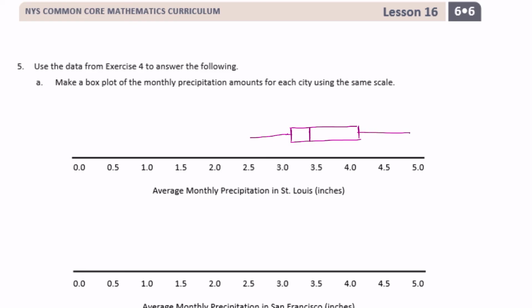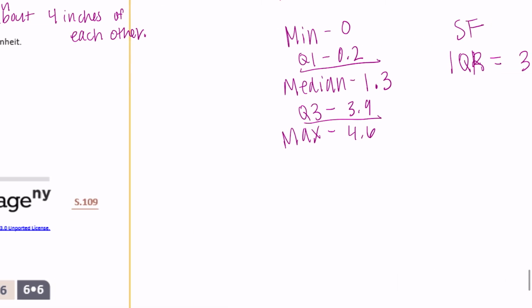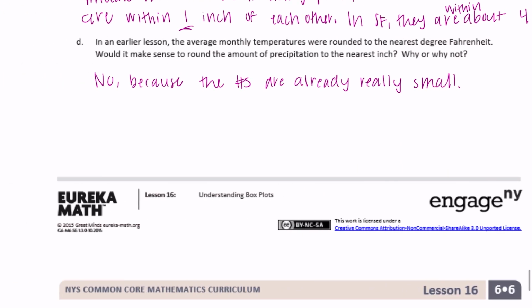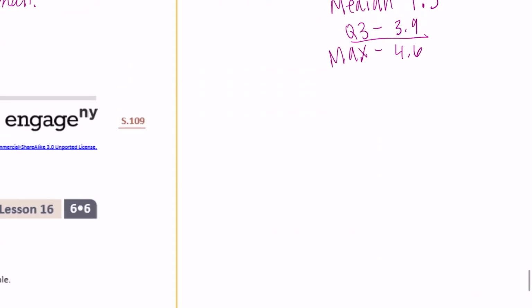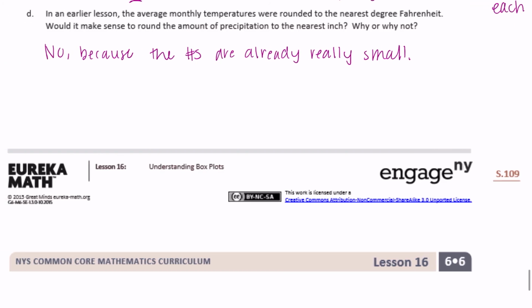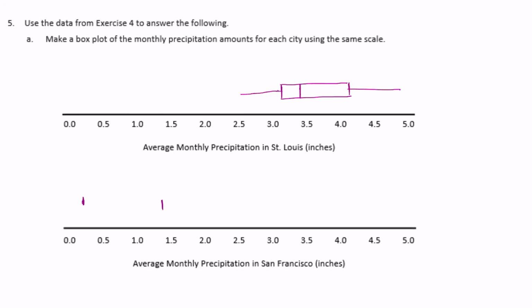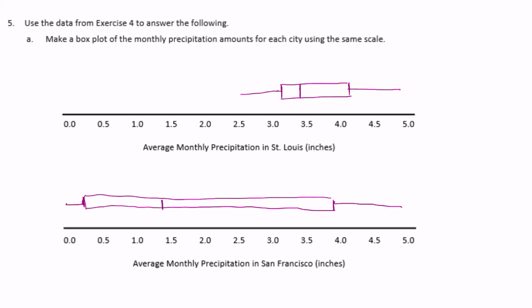Let's do San Francisco. Minimum was 0, max was 4 6/10. So median was 1 3/10. Quartile 1 was 2/10, and quartile 3 was 3 9/10. We've got down here at 2/10, and then up here at 3 9/10. That is a very large rectangle. And then our minimum was 0, and our max was 4 9/10, all the way up there. So those are the different box plots.